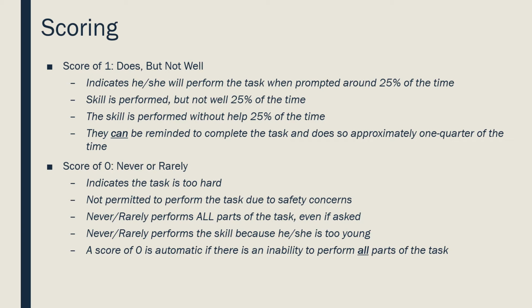A score of 0 will yield rarely or never. This indicates that the task is just too hard. They are not permitted to perform the task due to safety concerns, or never or rarely perform all parts of the task, even if asked. Never or rarely perform the skill because they are too young. A score of 0 is automatic if there is an inability to perform all parts of the task.